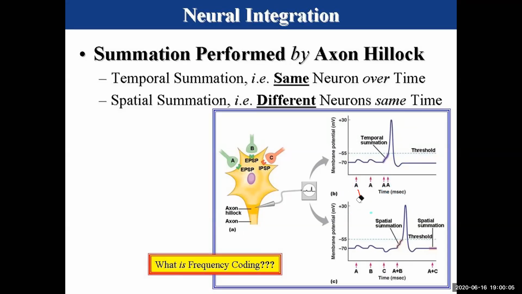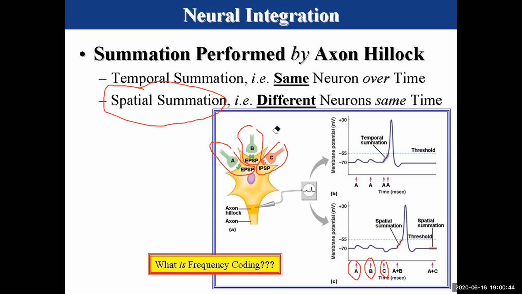Now going over spatial summation, so we are talking about different neurons here. So A fires by itself. Nothing happens. B fires by itself. Nothing happens. C fires by itself. It's even worse. Nothing happens because that's hyperpolarization here. You see that goes away from threshold.